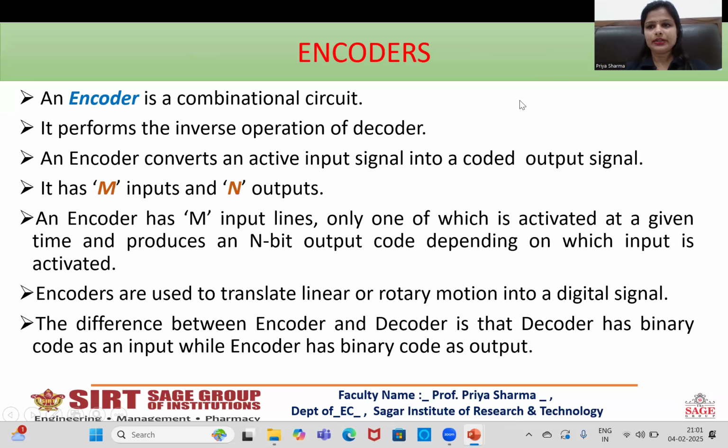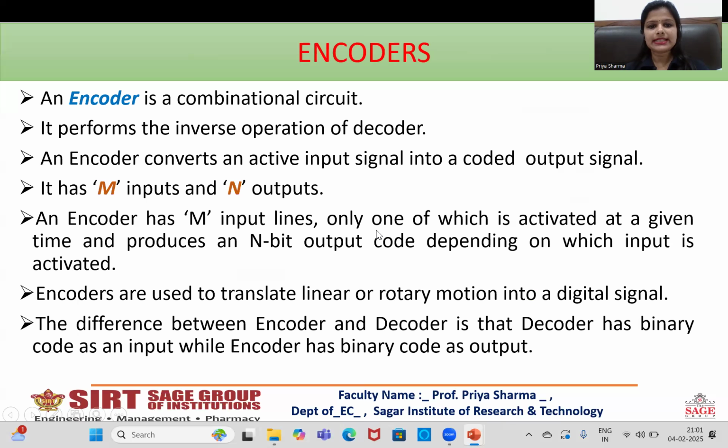Now coming to the encoders, an encoder is also a combinational circuit and it performs operations exactly opposite to those of a decoder. An encoder converts an active input signal into a coded output signal. It has M inputs and N outputs.